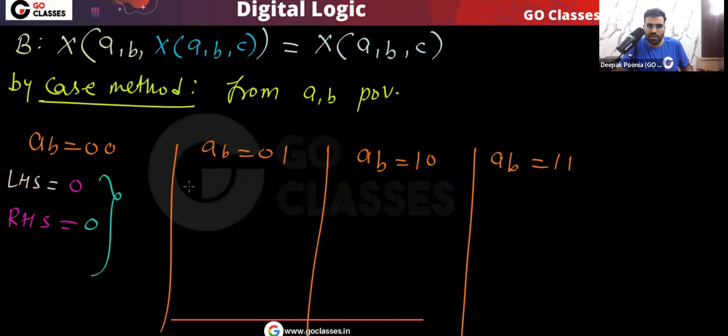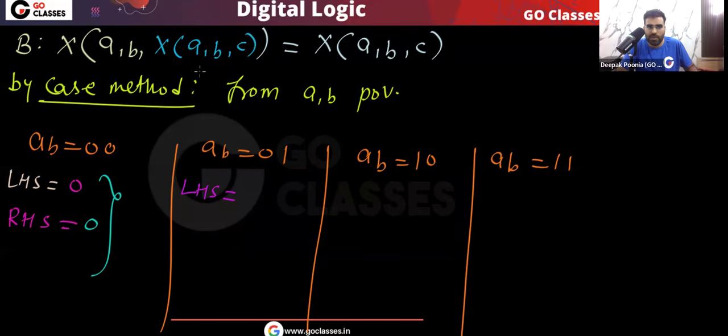Now let's see this case AB 0 1. So when AB is 0 1, then what will be LHS? You can see AB 0 1 means this B is 1, A is 0. Now remember, here also we have AB, so here AB is 0 1. Now in this case, I can say it will depend on C. Do you agree with me? If I put AB 0 1, then this value will depend on C. If C is 0, then this value will be 0. If this C is 1, then this value will be 1. Do you agree with me?